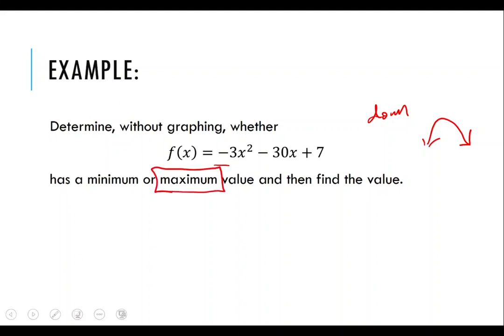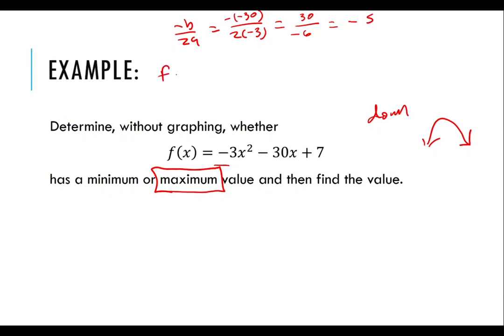And if we want to find that maximum value, remember that that's really just the vertex, and so we can find the vertex since this is in standard form. That is -b over 2a, or -30 divided by 2 times -3. That's going to be negative times negative on top is positive. So that's 30 divided by 2 times -3 is -6. 30 divided by -6 is -5.